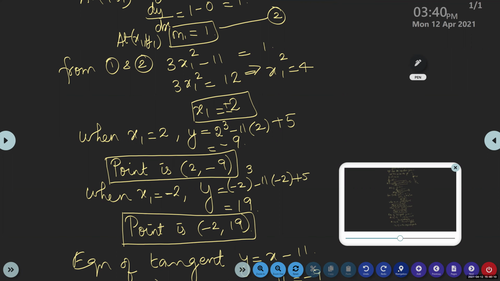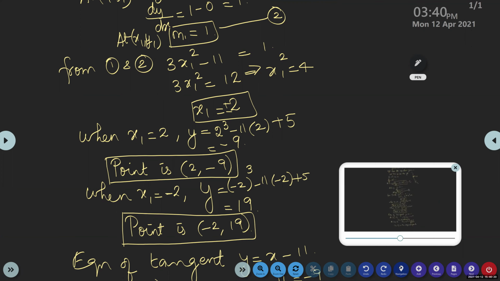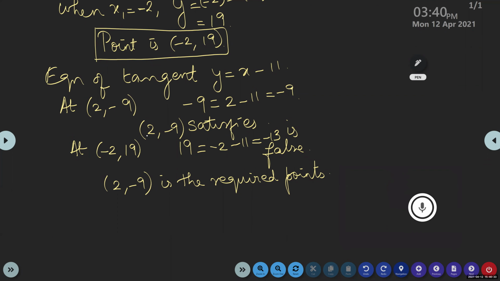So we have to check. Once we get the points, we have to check which one is satisfying the required condition. How do we check that? We substitute that point in the equation of the tangent and check which one is satisfying. So here we understood that 2 comma minus 9 is satisfying this condition. Therefore, it is the required point.